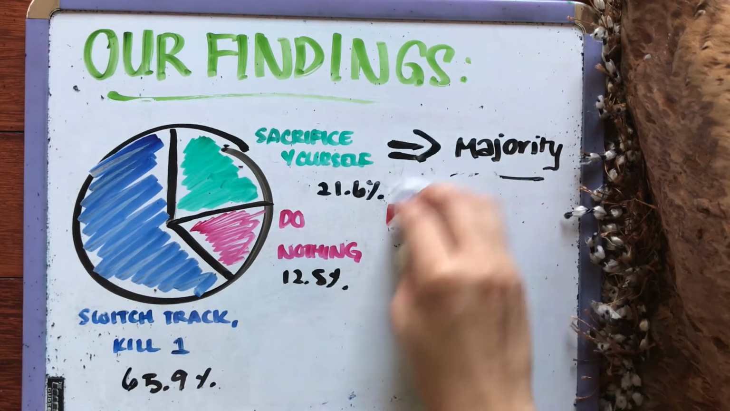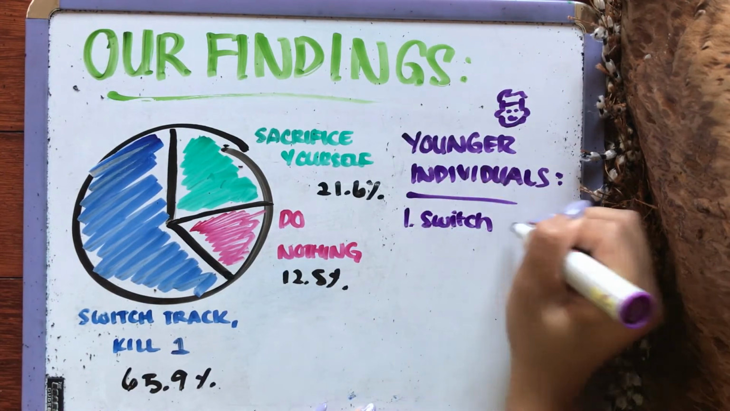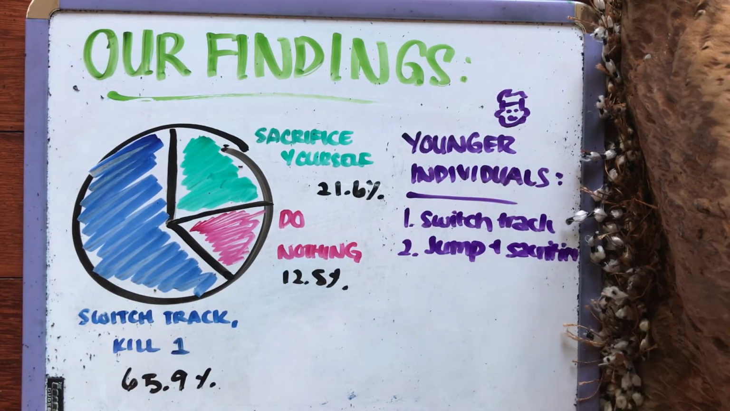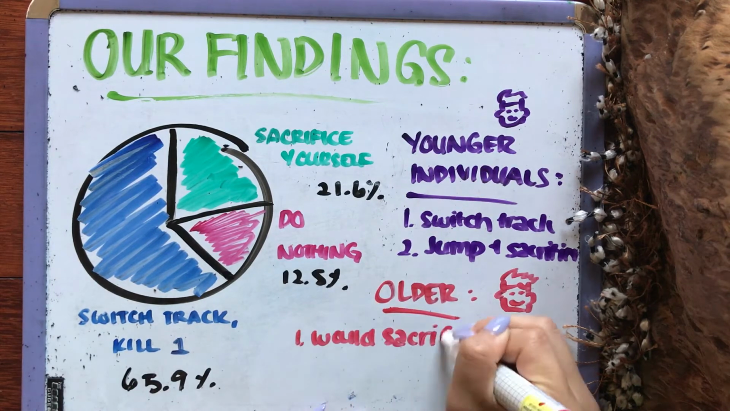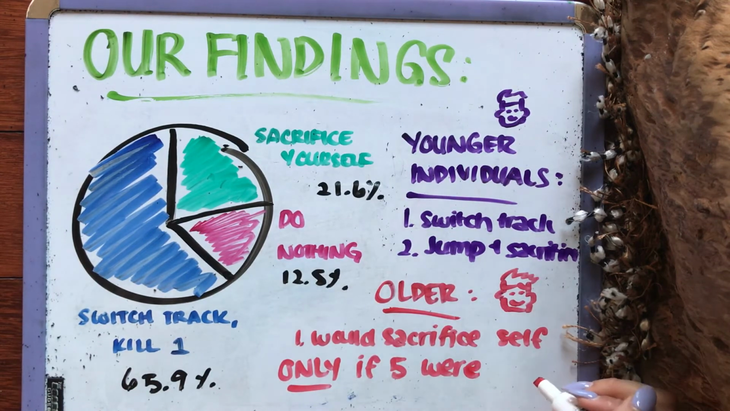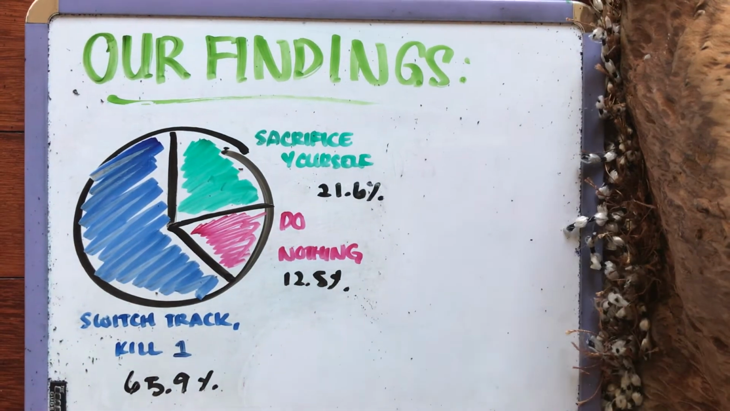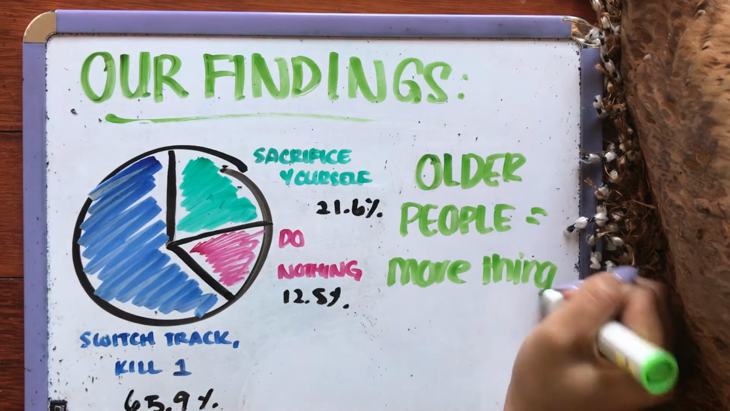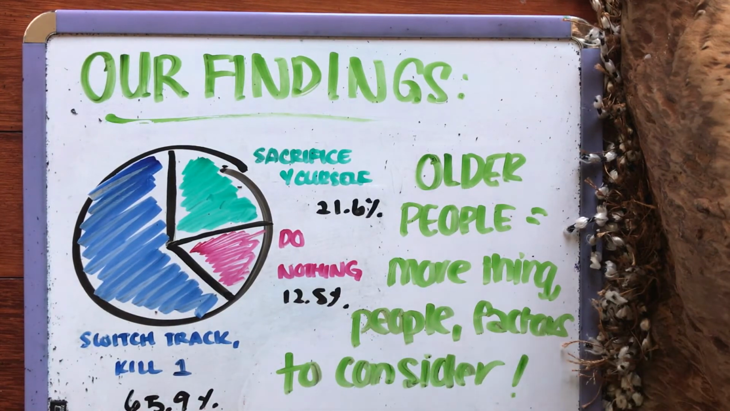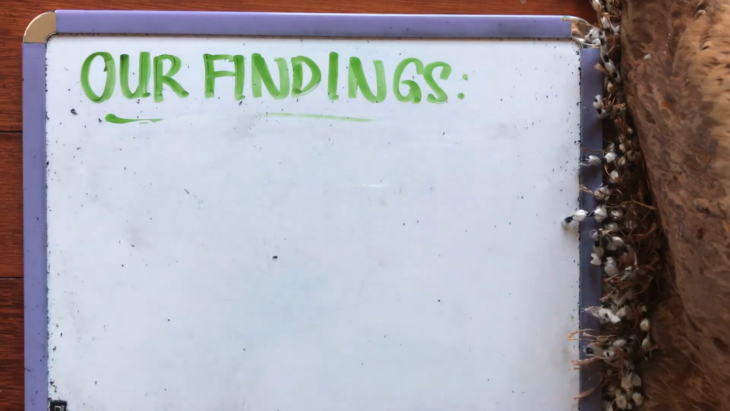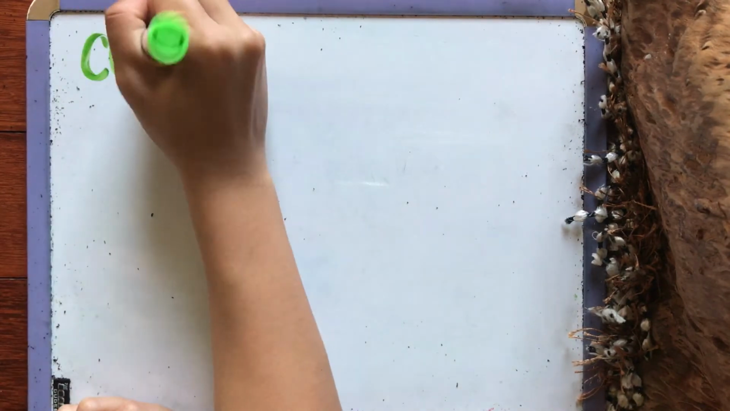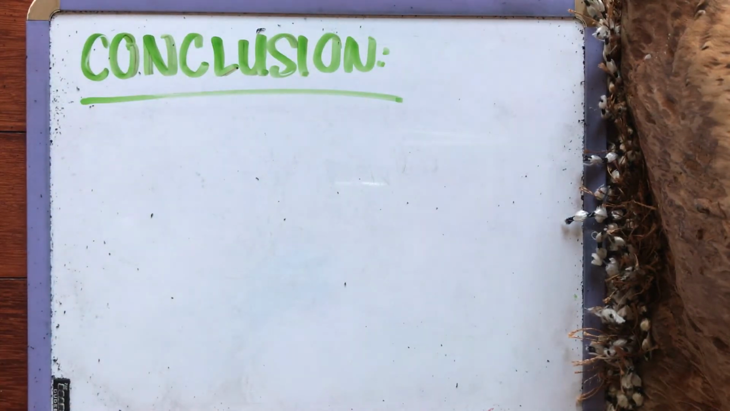In the interviews we conducted, younger individuals had a tendency to either switch the train's path or jump in front of the train themselves, while older individuals had a more difficult time making a decision, as they took their children and responsibilities into account. Some older interviewees admitted that they would jump in front of the train to save the 5, but only if the 5 were their children or loved ones. Many older interviewees were hesitant to jump in front of the train, as they had to provide for their family and take care of their children.